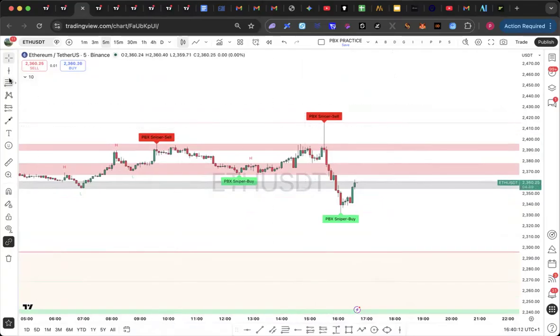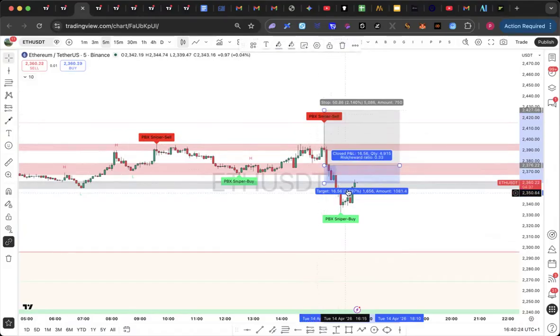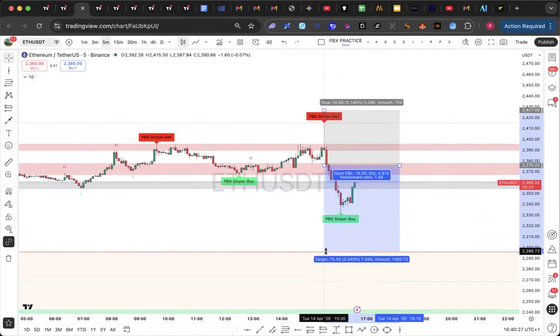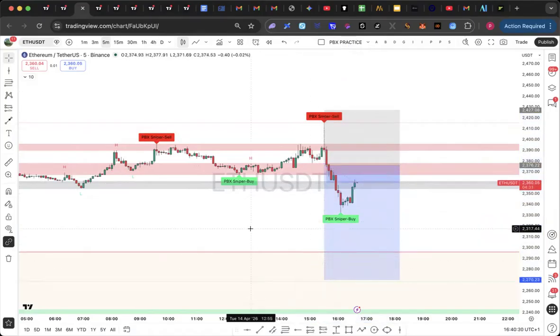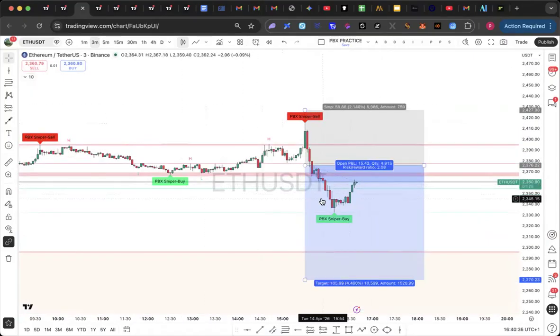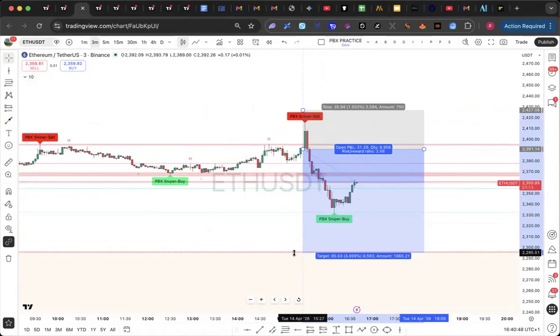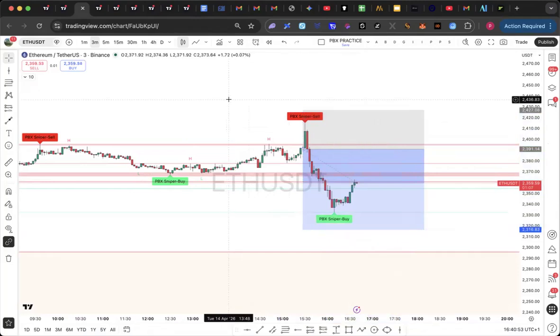On 5 minutes, if I want to refine my entry, I will enter from here because this is accumulation, manipulation, and distribution. But this stop is too long for me. 1:2 risk reward, so let's say here. So what else will I do? I step down to 3 minutes. So on 3 minutes, my entry will be here. Are you seeing something? If my entry is there, then 1:2 risk reward will be here. Can you see that?